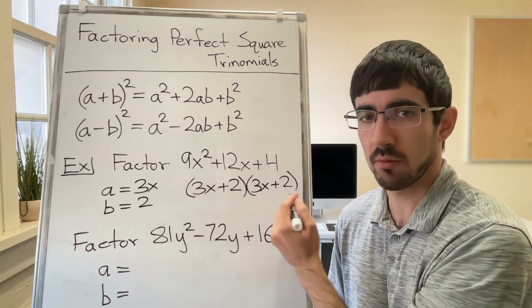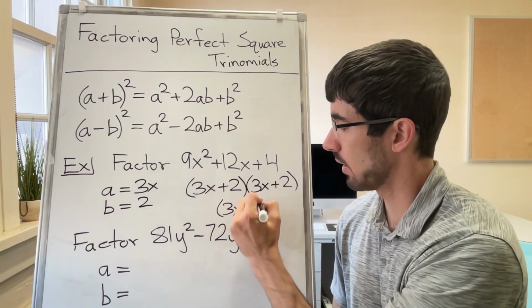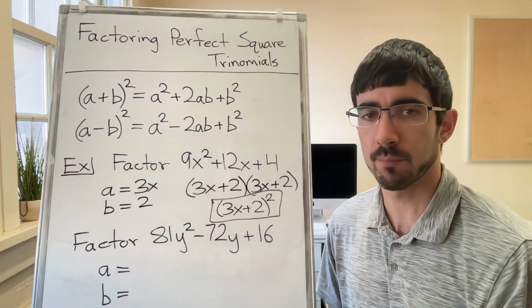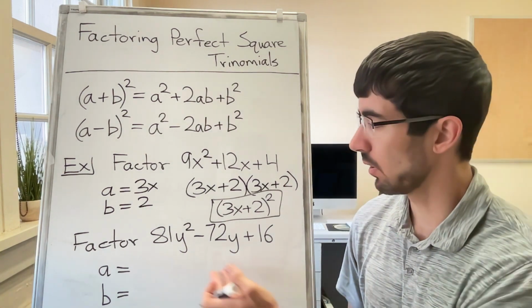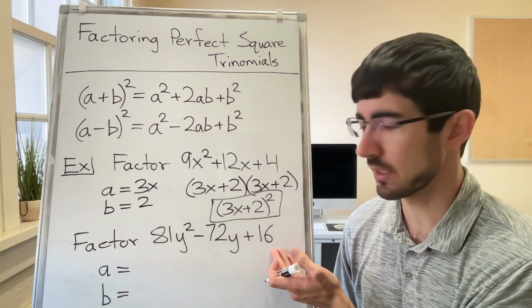Here's an expanded way of writing those factors. Of course, the simplified way would be to write this. So here's our final factored form. Looking at one more example, factor 81y squared minus 72y plus 16.